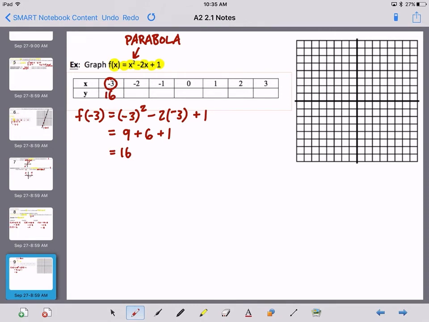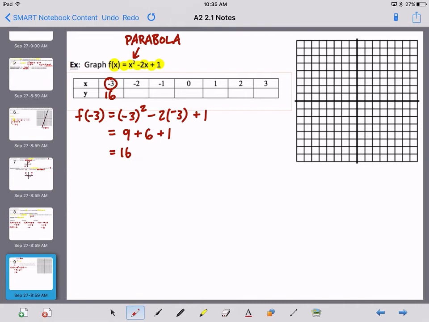Okay, so I encourage you again to pause the video and evaluate those other 6 x values. See what you get for y. So if you would like to pause the video now and give that a shot, you are more than welcome to do that right now.